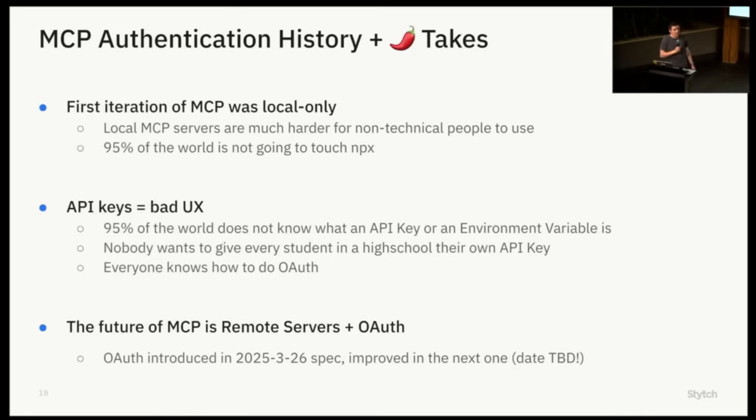Could you imagine a world where we want to roll out AI tutors in a high school, and we need to give every high school student their own API key? I just don't see that going well. And the nice part about using a protocol like OAuth is everybody knows how to do it. Everybody is very familiar using it in their everyday life. So I am very, very bullish on the future of MCP being remote servers and OAuth.